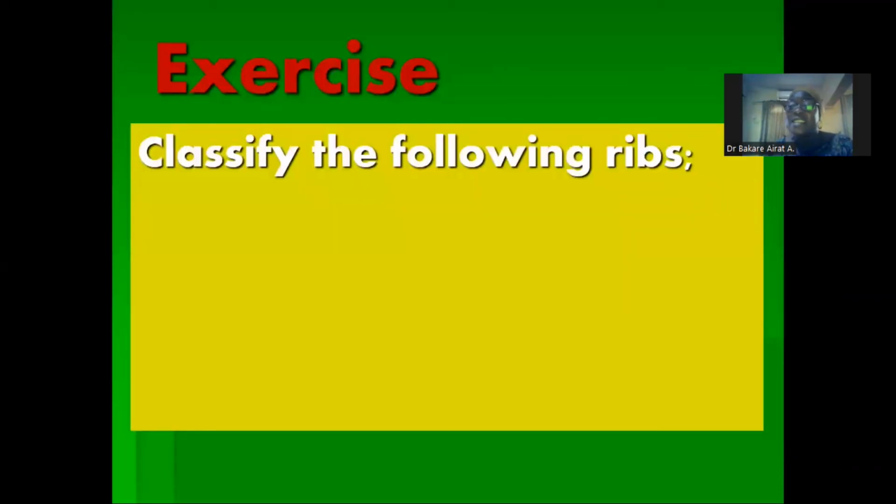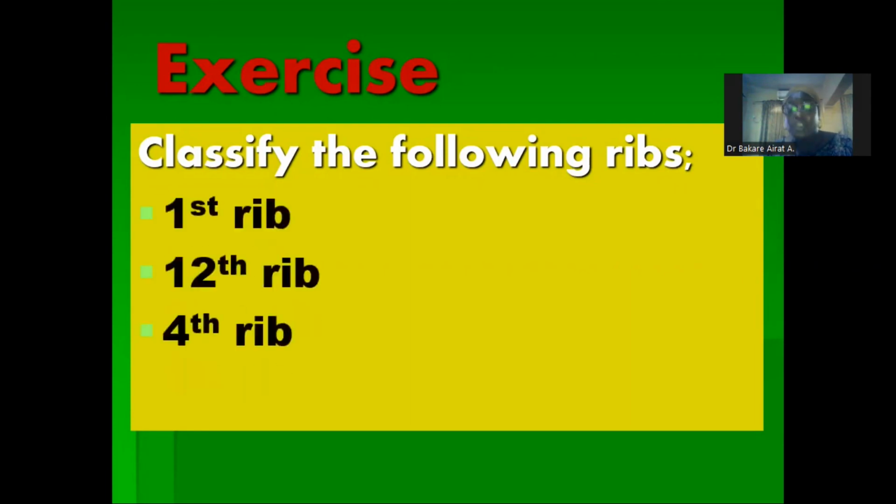You can check your understanding of this lecture by classifying the following ribs: the first rib, the 12th rib, and also the 4th rib. Your classification should be based on structure, that is what they look like, and also their point of attachment.